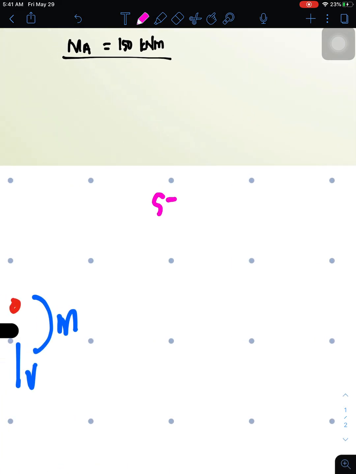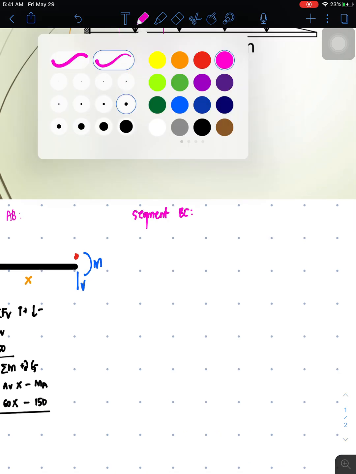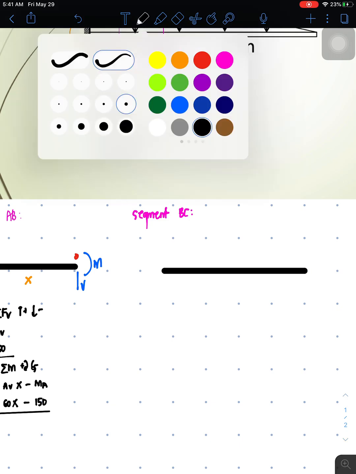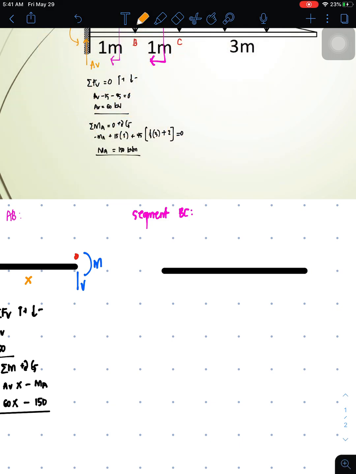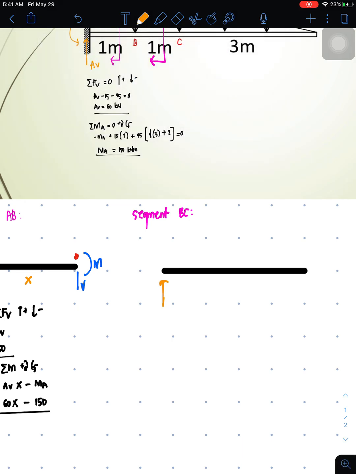So segment BC, and then we're going to redraw the cutting portion. So I'll rewrite or redraw here. Okay, maybe this is enough. And then this is for the reaction. You have AV and MA.